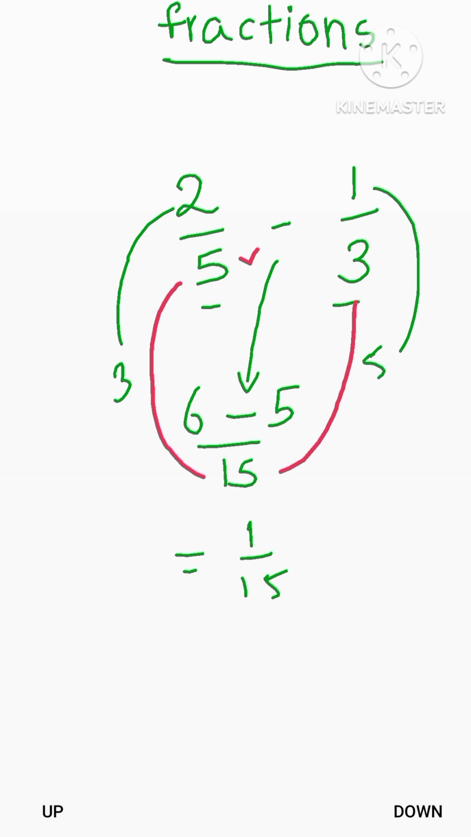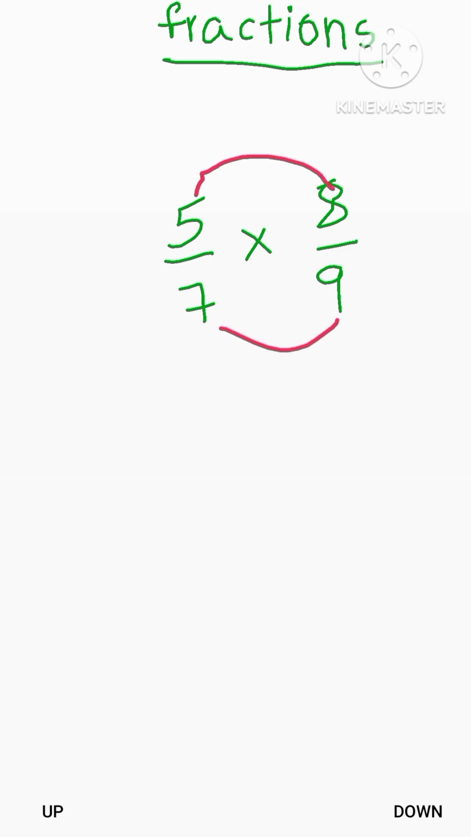Okay. Next, how to multiply two fractions? Take 5 by 7 and 8 by 9. So the product of any two fractions is the multiplication of numerators and denominators. Okay. So 5 into 8, 40. 7 into 9, 63. Okay. So the answer is 40 by 63.